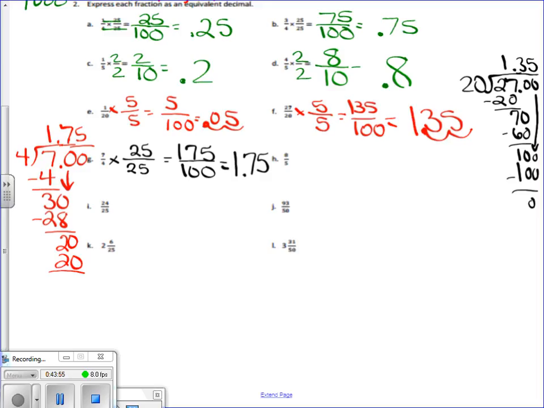Okay, so she said, your brother made an A on that. Why didn't you make an A on that? Okay, so 1 and 75 hundredths. So that was G. Nope. I divided 4 into 7. So that's G.